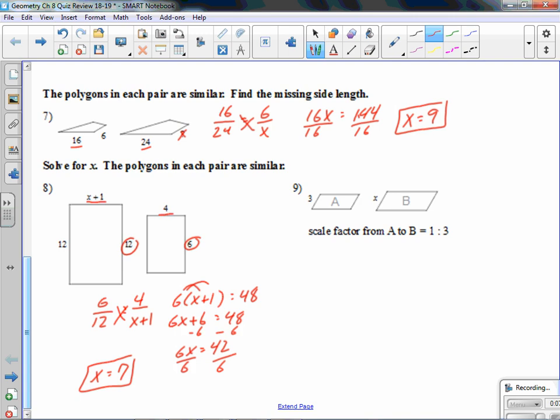And the next one, we're going to use our scale factor, 1 to 3, to create a fraction, 1 over 3. And this is a over b. So our a term that they gave us is 3 over the b term they gave us, which is x. So cross multiply, and we're going to get x equals 9.